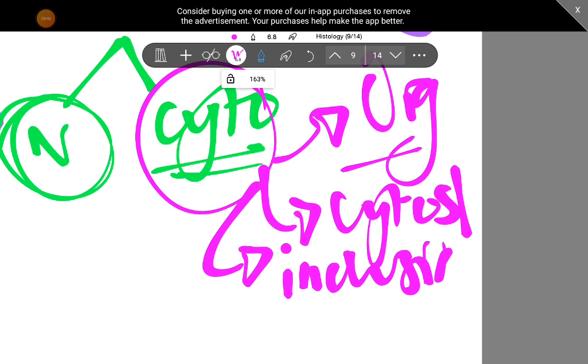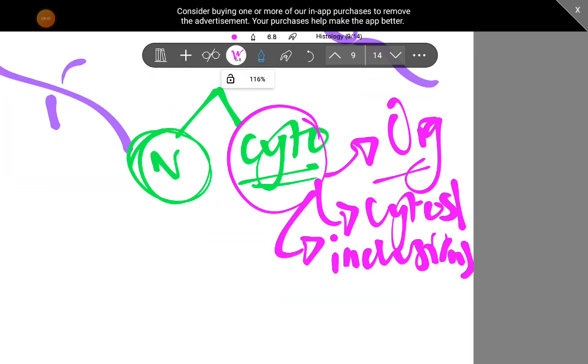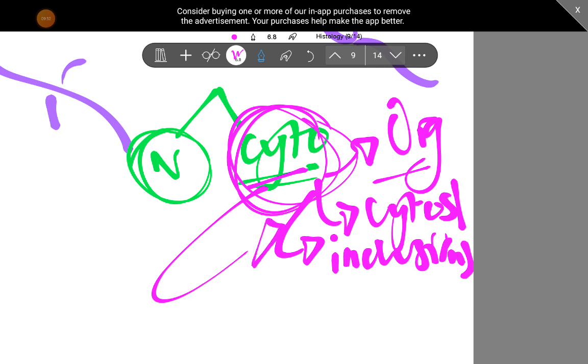Yeah, why isn't it writing down inclusions? Yeah. So what does the cytoplasm have? Oh, it has a cytoskeleton, has some organelles, and it has some inclusions. What are we going to begin talking about? We'll begin with the organelles.